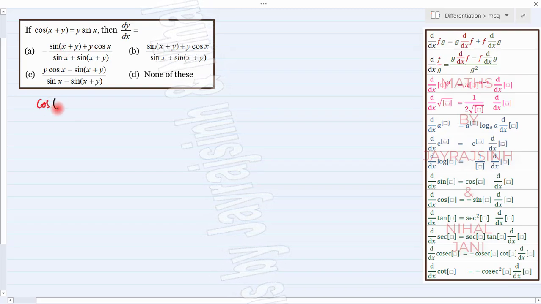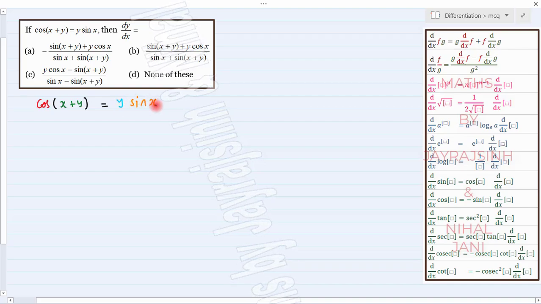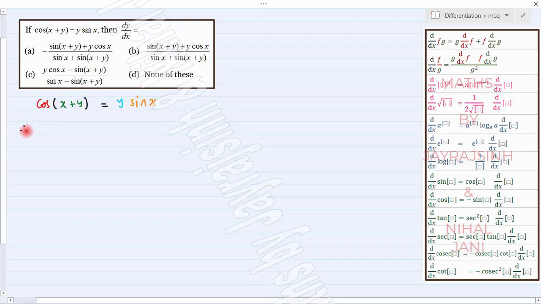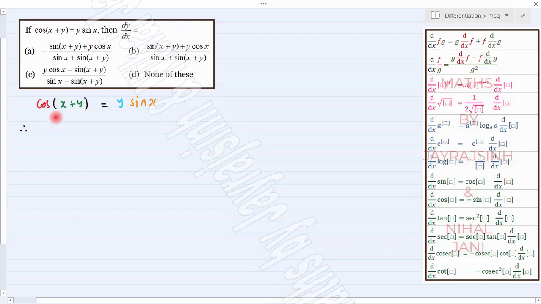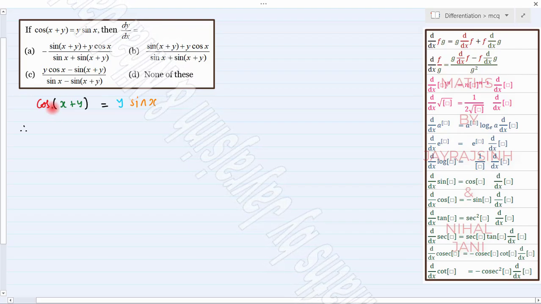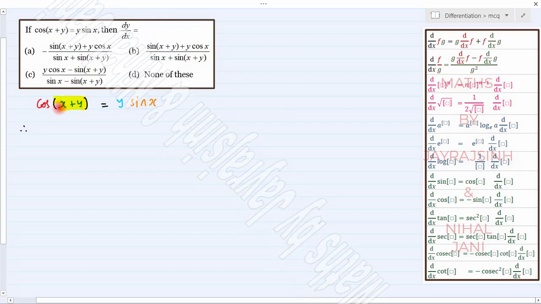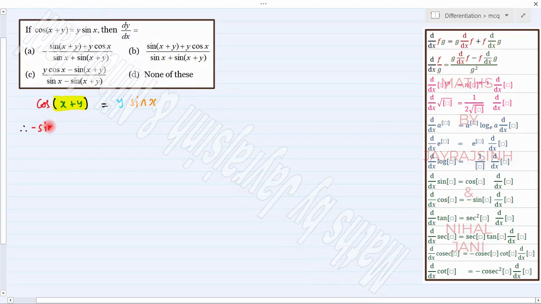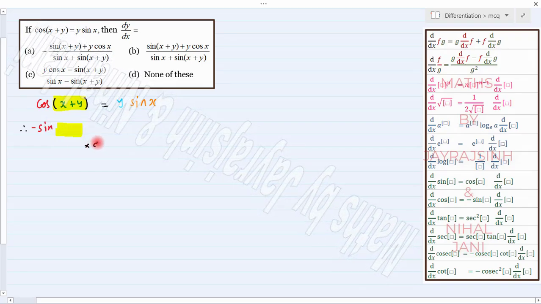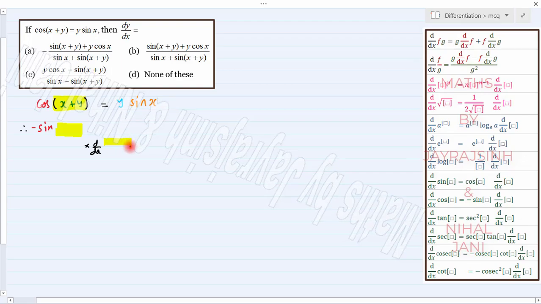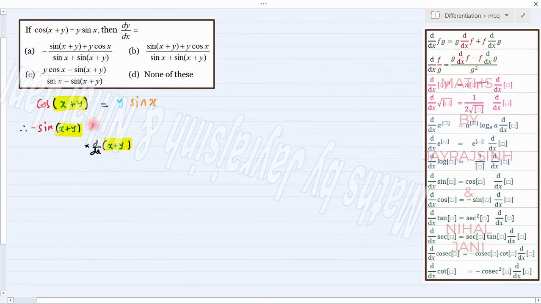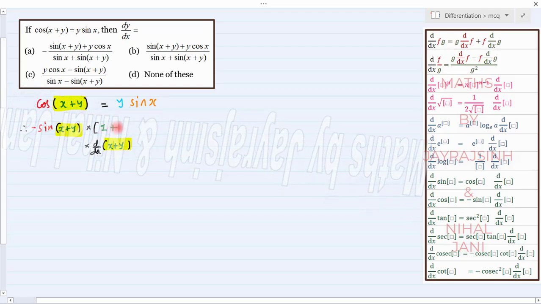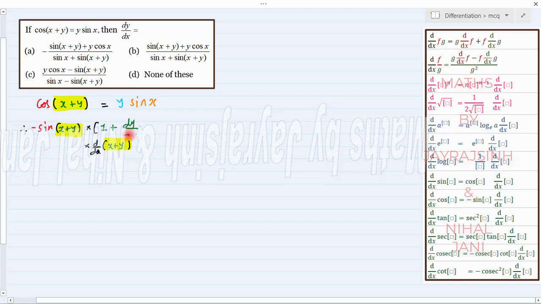Here cos(x plus y) is equal to y sin x. Then we have to find out dy by dx. For that, we have to differentiate with respect to x. So on the left hand side, cos is the outer function. Let's consider a box around the inner function, which is x plus y. Differentiation of cos box will be minus sine box into differentiation of box. Within the box, we have x plus y, so we have to multiply its differentiation. Differentiation of x will be 1 and differentiation of y will be dy by dx.